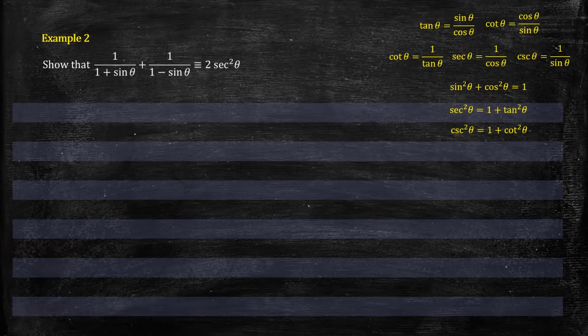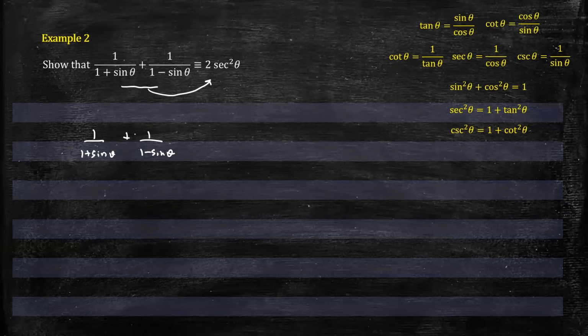In example 2, we want to show that 1 on 1 plus sine theta plus 1 on 1 minus sine theta is equivalent to 2 sec squared theta. So we'll go from the more complicated side and try to simplify that down to the right-hand side there. So as you can see, we have a fraction on the left side. So let's try to combine that fraction. And we have a different denominator. We have 1 plus sine theta and 1 minus sine theta. So let's try to combine them.